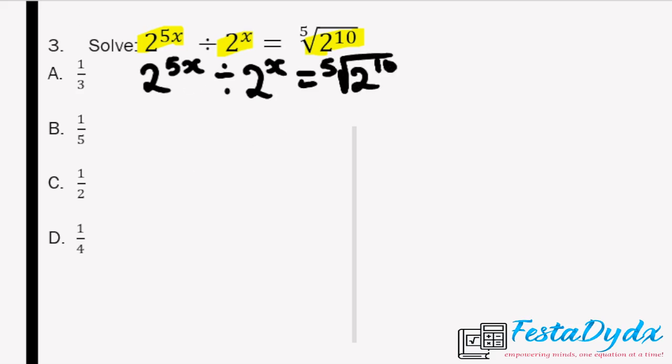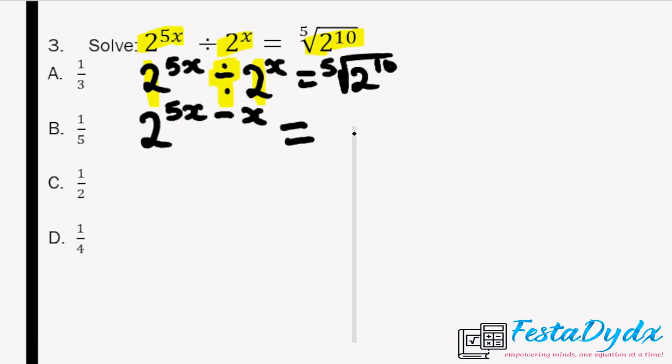So whenever we have division in indices, it's going to lead us to subtracting the powers. So since we have the same base number here, 2 is here, 2 is also here, I'm going to pick one, and because of this division here, I'm going to subtract the power. So this is going to be 2 raised to power 5x minus x. So I picked one of the base numbers, then the powers I subtracted, 5x minus x.